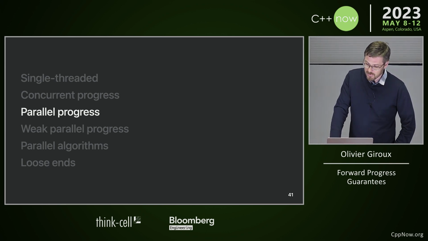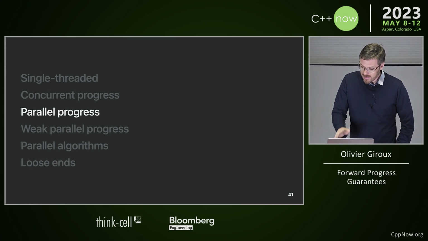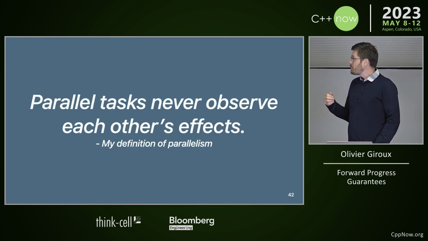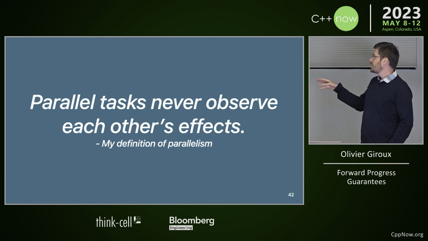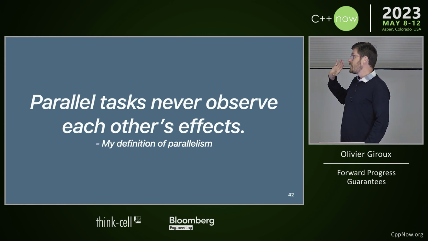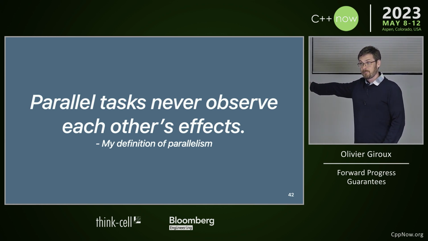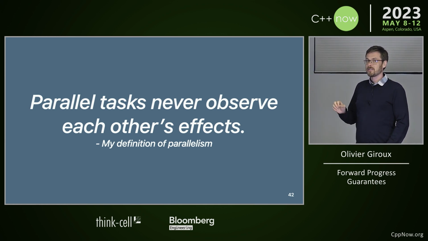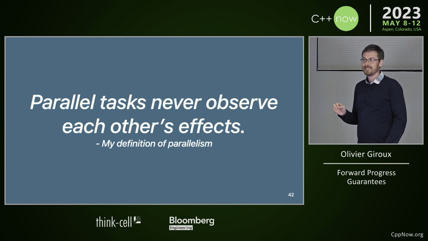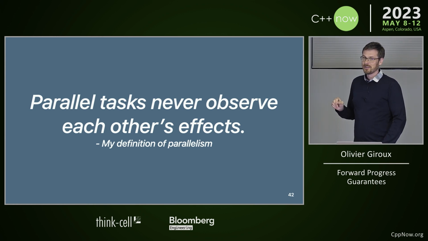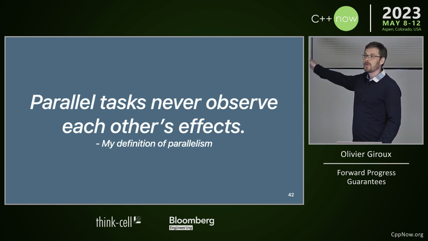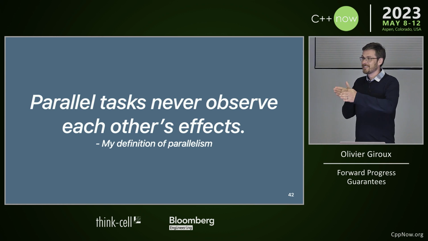Okay, so let's talk about parallel progress. So we talked about concurrency. Here's my definition of parallelism: parallel tasks never observe each other's effects. This would be the definition of pure parallelism. Is parallelism in C++ pure? Not always. There's a lot of pragmatism that gets into it. And the intuition for remembering this one is that parallel lines don't intersect.